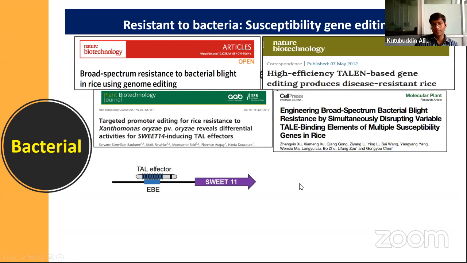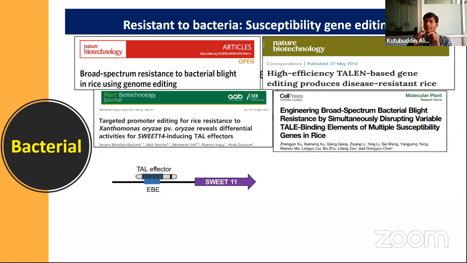Now, this EBE, the effector binding element, is where the TAL effector from the bacteria binds and increases the expression of SWEET. This has been disrupted by using genome editing technology. This is from Nature Biotech, from a collaboration: broader spectrum resistance to bacterial blight in rice using genome editing. TALEN, another genome editing technology, has also been used to disrupt this EBE sequence. And there are at least 6 or 7 other papers that describe successful deployment of genome editing to disrupt that sequence.